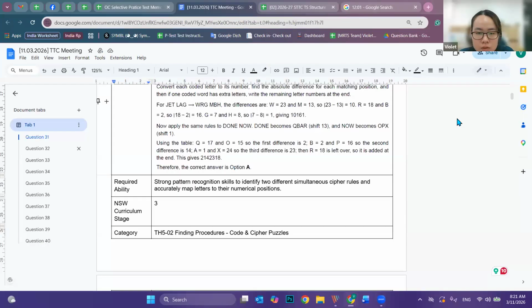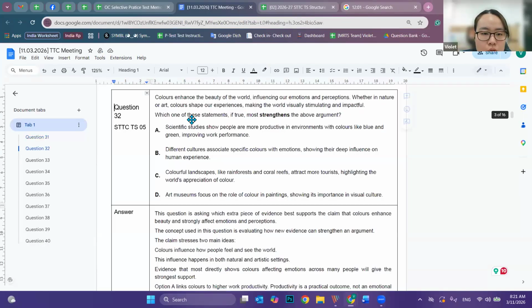So we go to question 32. The colors enhance the beauty of the world, influencing our emotions and perceptions, whether in nature or art. Colors shape our experiences, making the world visually stimulating and impactful. Which of these statements most strengthens the above argument? We have two main ideas: colors influence how people feel and see the world, and this influence happens in both natural and artistic settings.